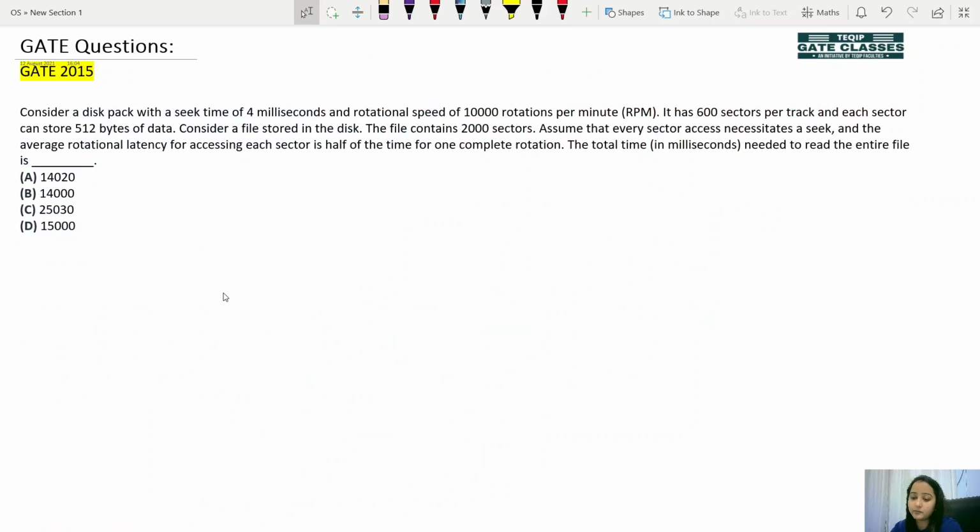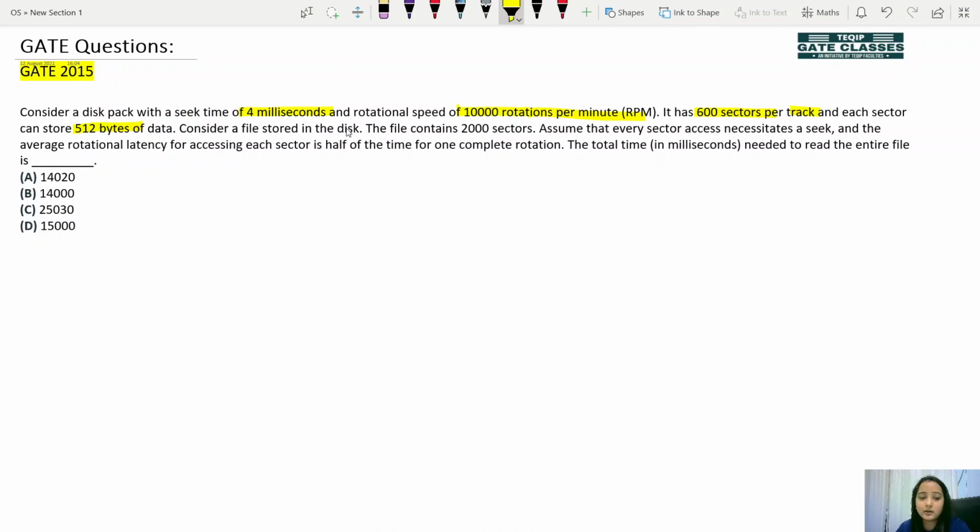Next question is GATE 2015. Let me read the question for you. Consider a disk pack with a seek time of 4 milliseconds and rotational speed of 10,000 rotations per minute. It has 600 sectors per track, and each sector can store 512 bytes of data.